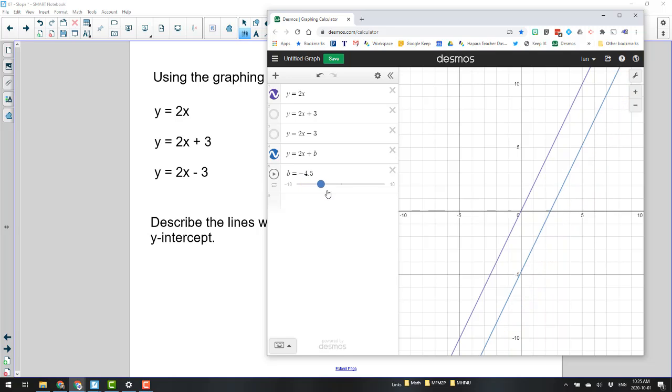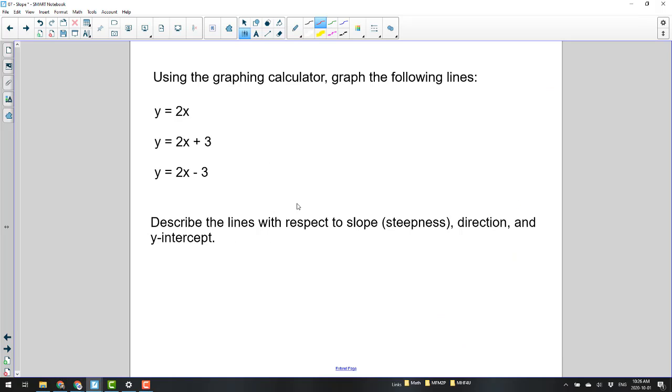But notice the slope, notice the angle. It's not changing because the angle of the line, the steepness of the line, is controlled by my slope, controlled by that coefficient in front of x. In this case, it's 2. I'm not changing that. I'm only changing the b value, the y-intercept. So the slope controls the angle of the line, the steepness of the line. The y-intercept is going to control its location on the graph, but it does not change the steepness of the line. That's what I want you to pick up on there.